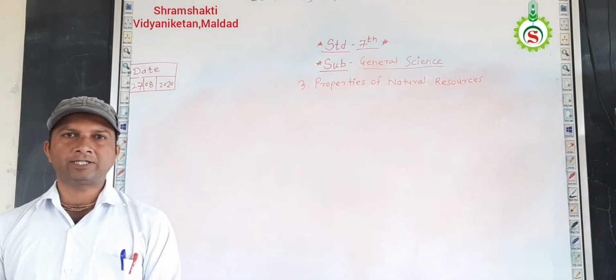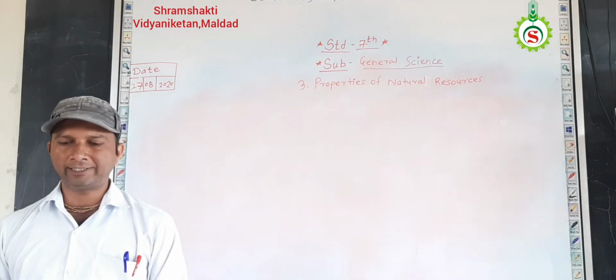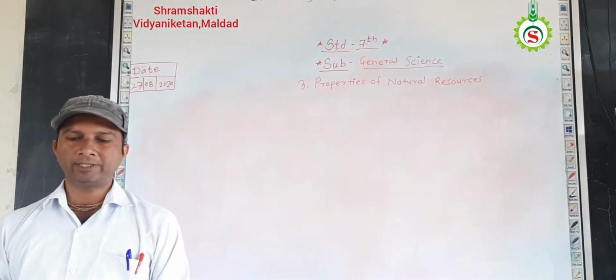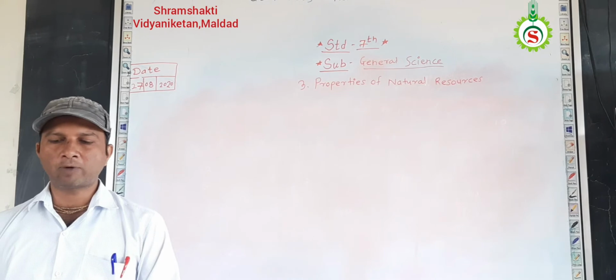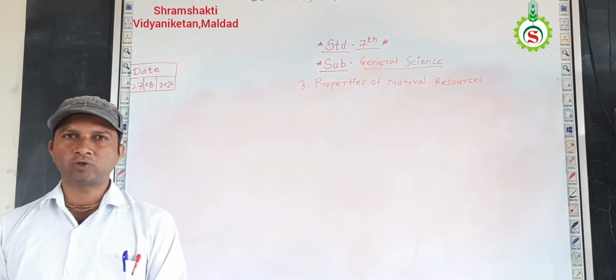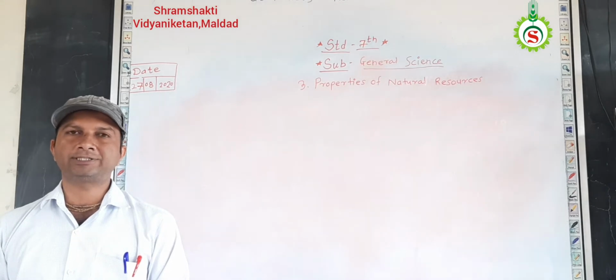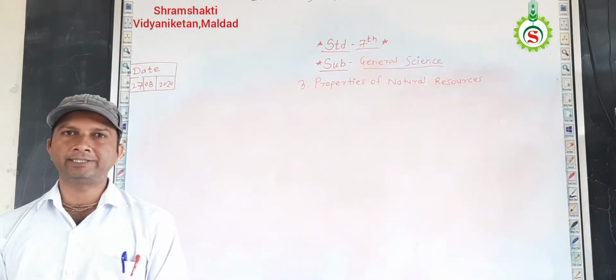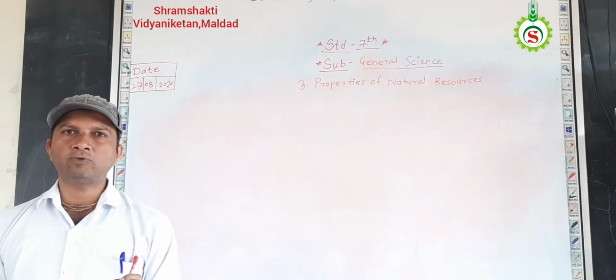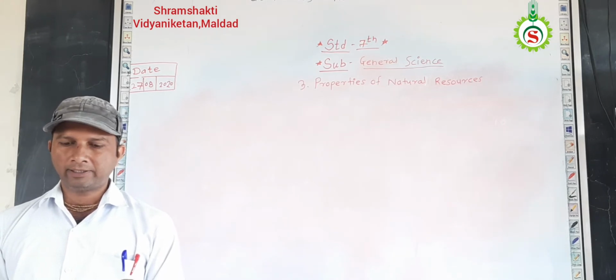During the last lecture of General Science, we started a new topic. The name of the chapter is Property of Natural Resources. You know that there are three natural resources we saw last year, that is land, water and air.